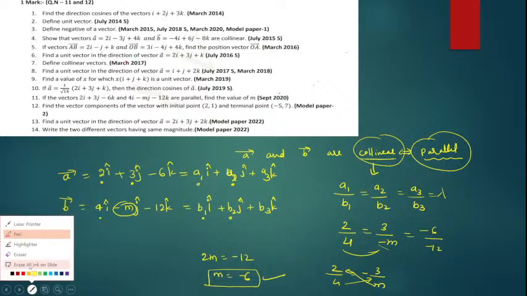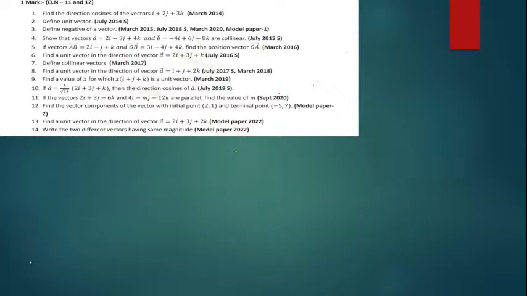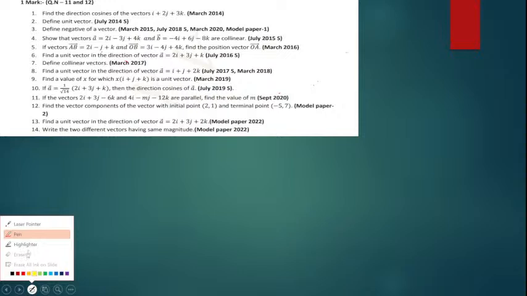We'll move towards the next question, that is the 12th one. We'll read the question now. Find the vector components of the vector with the initial point 2, 1 and a terminal point minus 5, 7, which was asked in the Model Question Paper 2022.